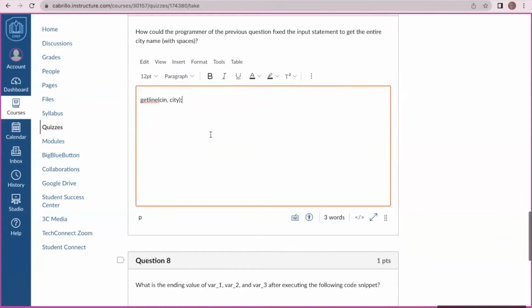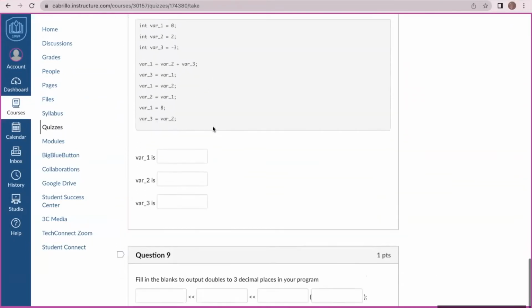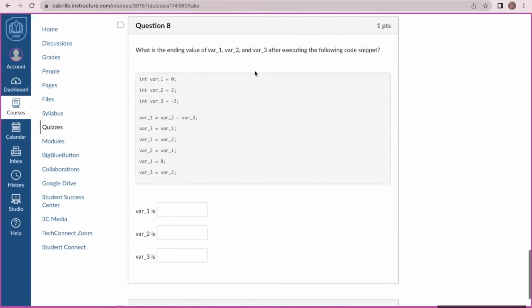All right, very nice job. And this is the second to last question here. So this is a busy one, but it is helpful to be able to follow this type of stuff. What are the ending values of variable 1, variable 2, and variable 3 after executing all of this? And I'll give you guys around a minute to do this one. All right, let's try that out. I'll put 8, 2, 2, and let's follow this from the beginning.